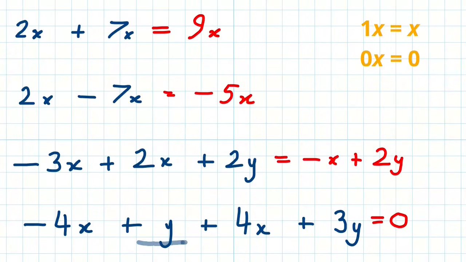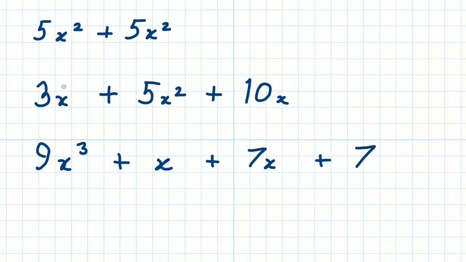Now we need to look at the y terms. So we have a y and a 3y. So we're going to add those on. You should know if you add 0 to a number, it doesn't change. So we don't even need to write down the 0. So our final answer is just 4y.